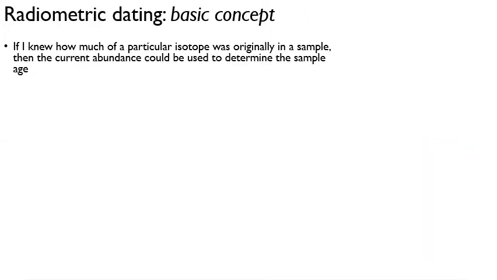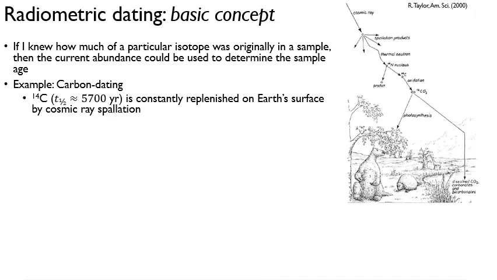So then let's take the most basic way to do radiometric dating. If we knew how much of a particular isotope was in a sample, then we can look at what the abundance is now, sometime later, and then just map back that exponential decay curve to figure out how old that sample is. Right? So let's take an example that this is done for. You've probably heard of radiocarbon dating. The way that this works is we're looking at the amount of carbon-14 in an organic sample.